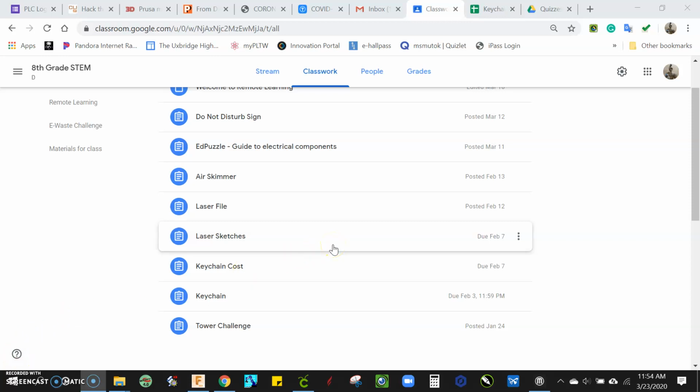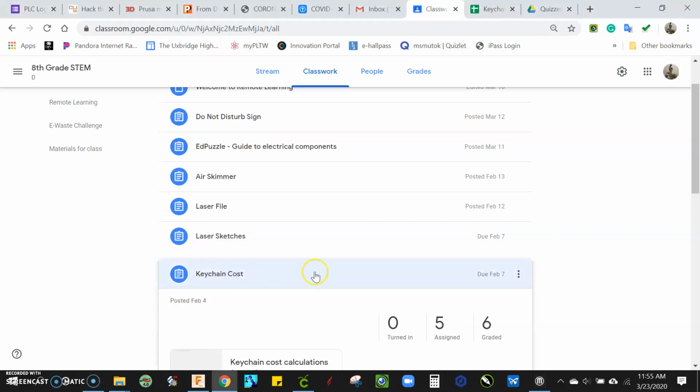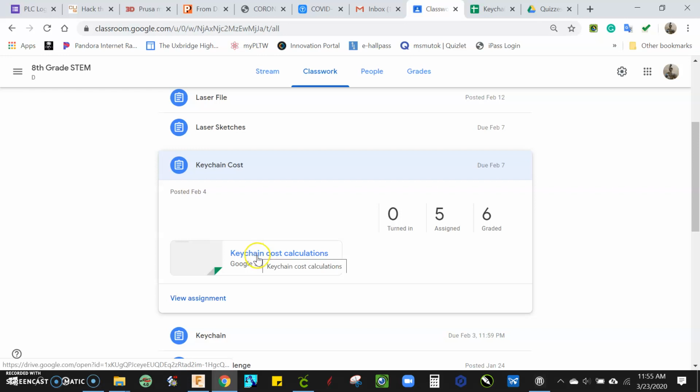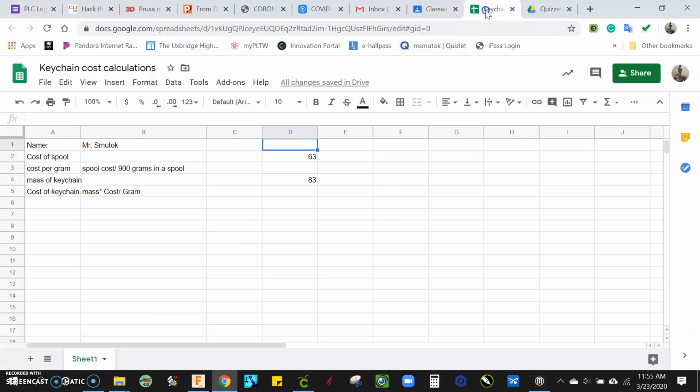So here we go. I had a question about the keychain cost. A bunch of people didn't finish it because they didn't know how. Not a problem. I can show you how to do that. So what I've done here is I've opened up this keychain cost calculation spreadsheet. You can do this on an iPad. It's a little different than a computer, but you can still do it on an iPad.